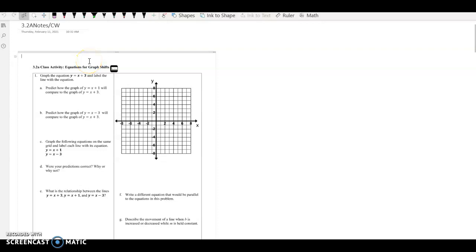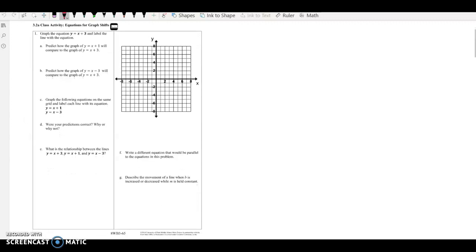All right, guys. So 3.2 is all about transformations and talking about parallel and perpendicular lines. So we've been studying slope-intercept form with y equals mx plus b. Today what we're going to talk about is equations and graphs and their shifts. So it says graph the equation y equals x plus 3 and label the line with the equation.